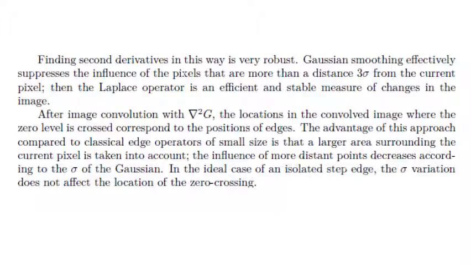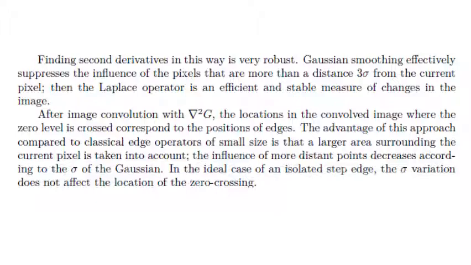Once we do the image convolution with del square G, the locations in the convolved image where the zero level is crossed are where we say these are the edges. What is our interest now? We want to detect the edges, which corresponds to the position of the edges. There are many ways of doing edge detection.